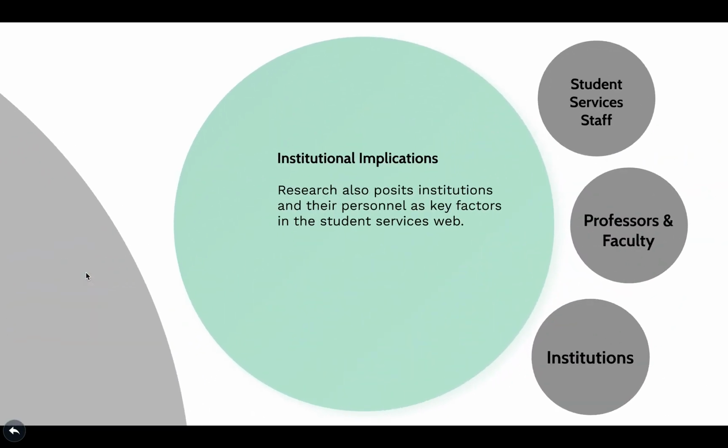From the research analyzed, it became clear that one of the most important factors in successful student services delivery is the institution and its actors. This includes the student services staff, professors and teaching faculty, and the institution itself. So let's start with student services staff.